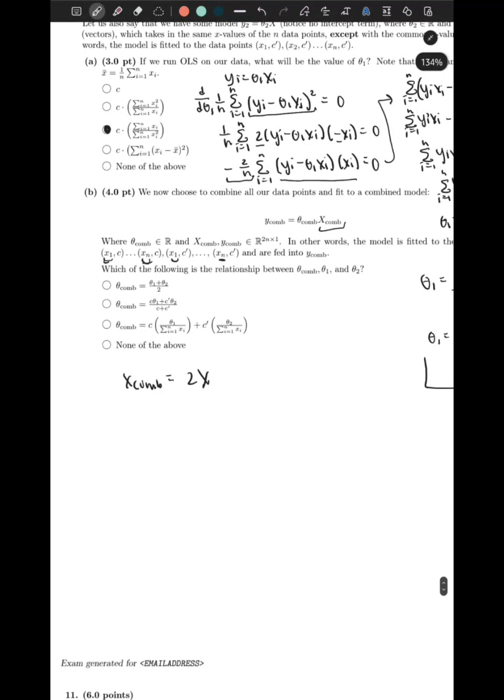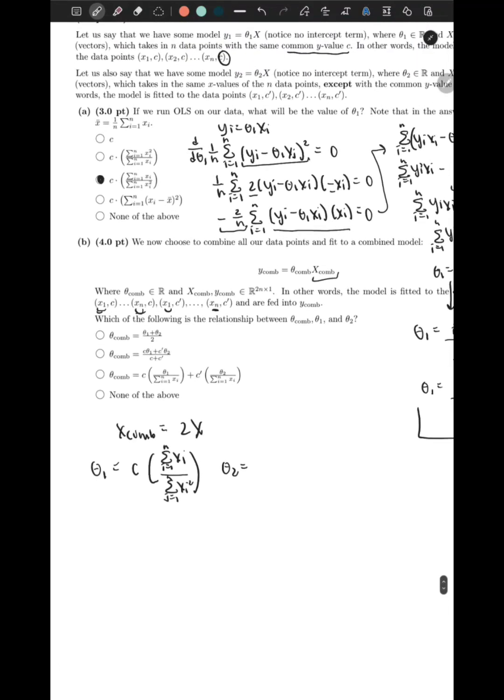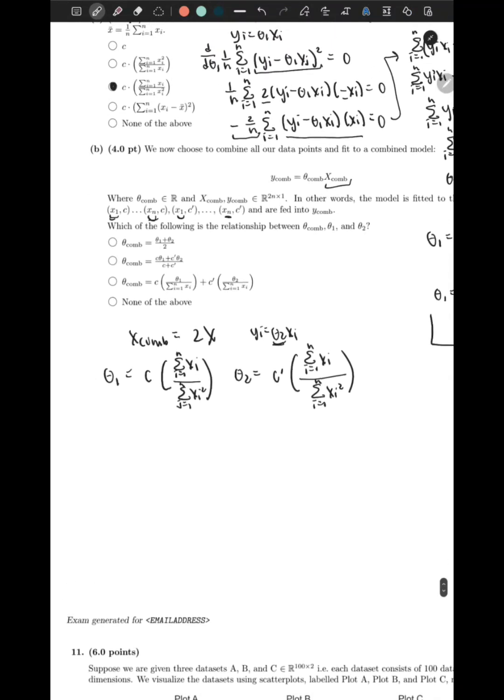Okay, and then something else to realize is that we just calculated that theta 1 is equal to c times the summation of i equals 1 to n of xi over the summation of i equals 1 to n of xi squared. And from this, we already know what theta 2 is, because theta 2 is also fitted to the same exact model, yi equals theta 2 xi, just instead of theta 1, it's theta 2. So theta 2 is just going to be c prime times the summation of i equals 1 to n of xi over the summation of i equals 1 to n of xi squared. Okay, and this is going to be important later for us to find the correct solution.